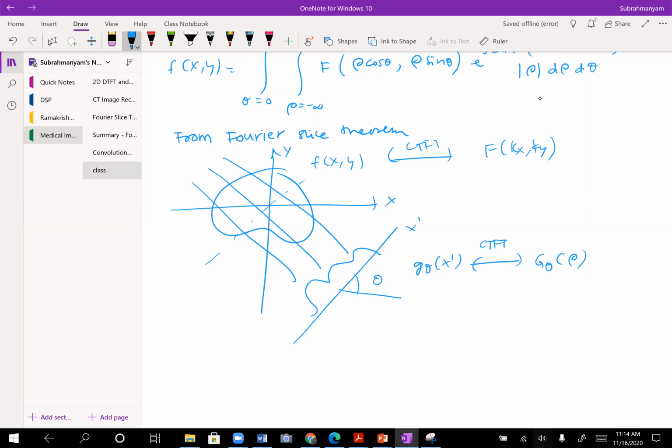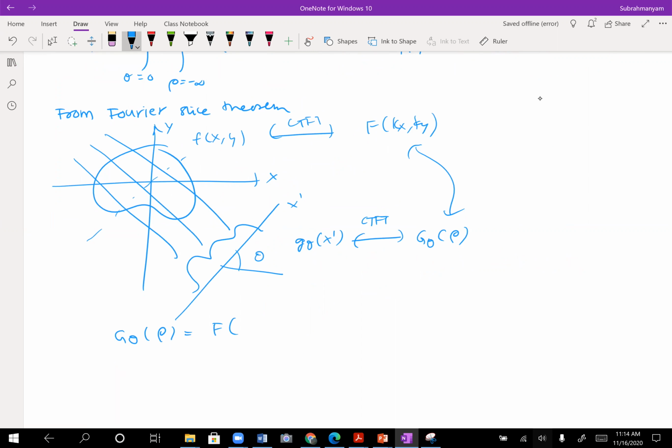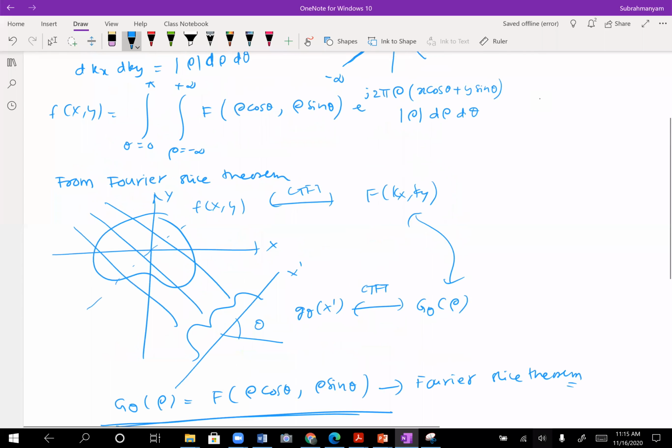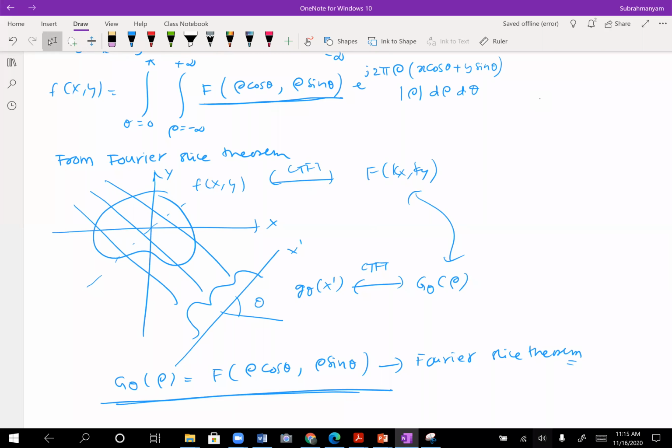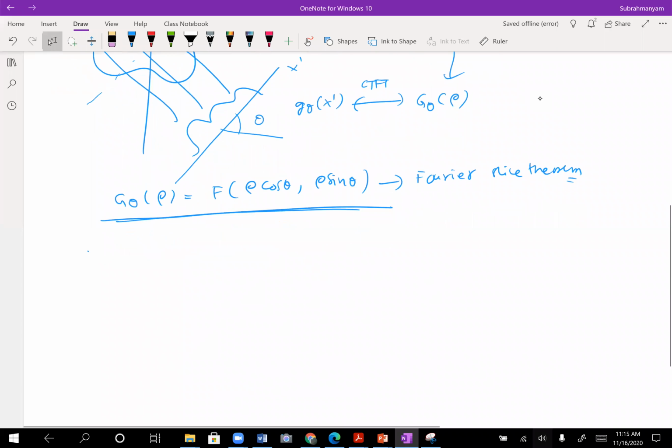Now how are these two related? G theta of rho is equal to F of rho cos theta, rho sin theta, correct? This is our Fourier slice theorem. We have done it enough number of times now, right? You take that result here now, because all we have is projections. So that's why we are trying to write everything in terms of those projections. So now what do I have here?